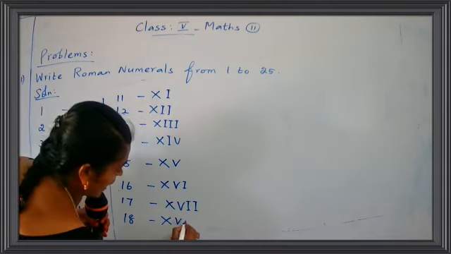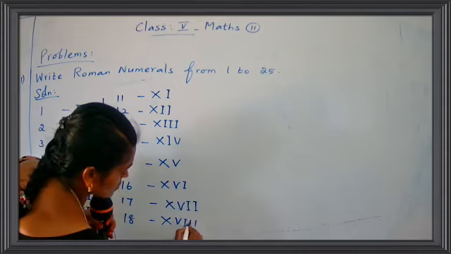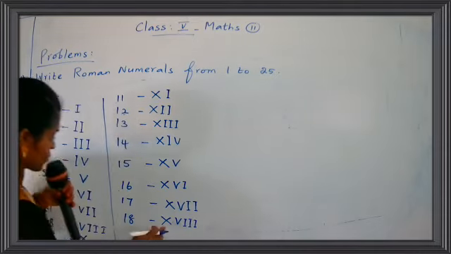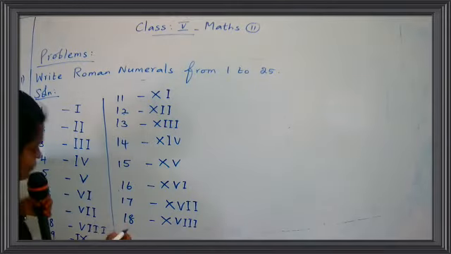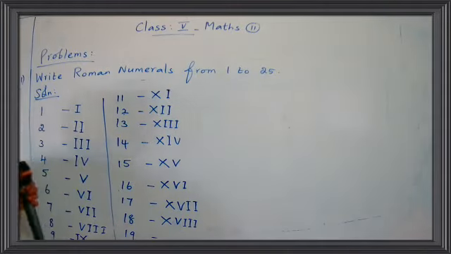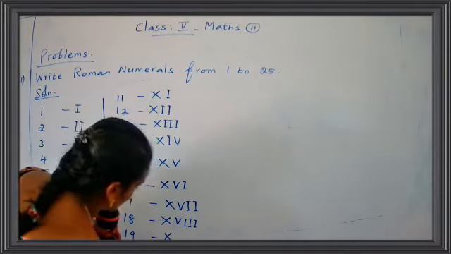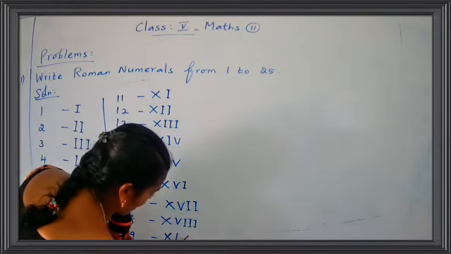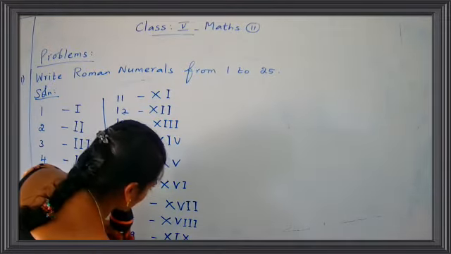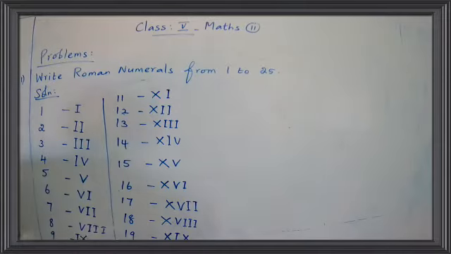XVIII stands for 18. Now 19. 19 can be written as 10 plus 9. Yes, children? 10 means X. Where is 9? Here, IX. IX means 9. So XIX stands for 19.